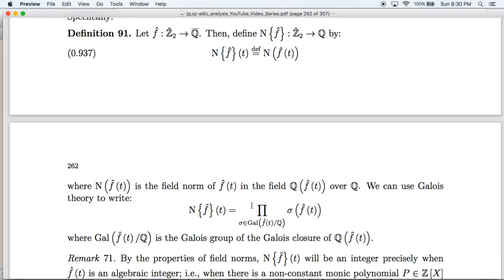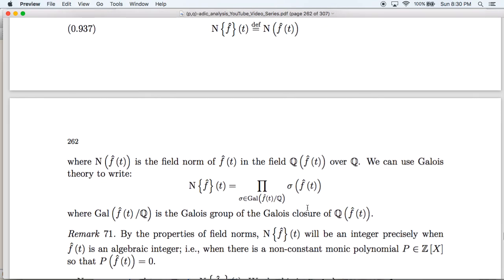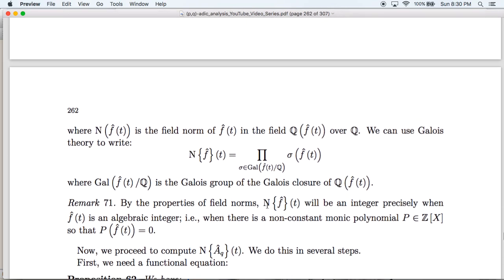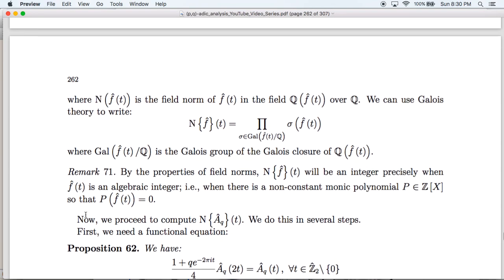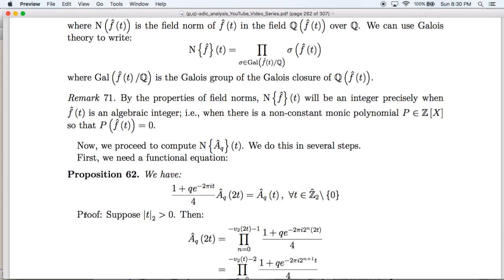Remember that I write that this is the Galois closure of this field. We can then use Galois theory to say that big N of f hat of t is the product of the elements of the Galois group of f hat of t over Q. In particular, by the properties of field norms, this is going to be an integer precisely when f hat of t is an algebraic integer. Now we're going to compute the norm of a_q hat, and we'll do this in several steps. First, we need a functional equation.